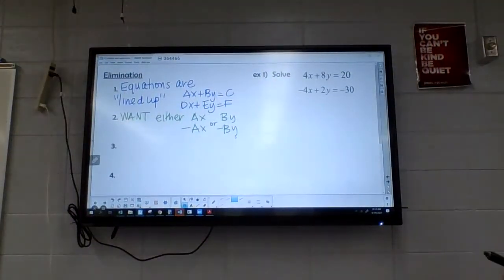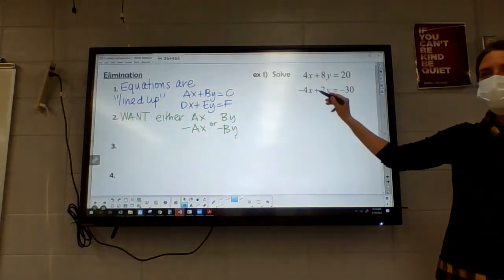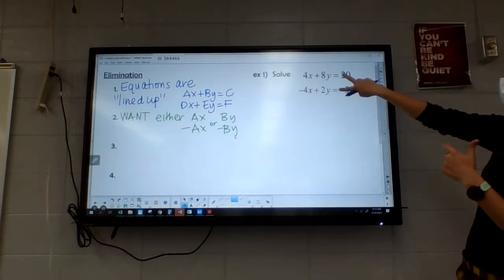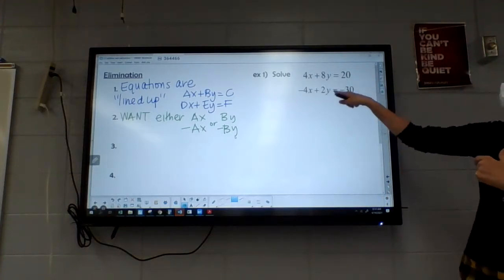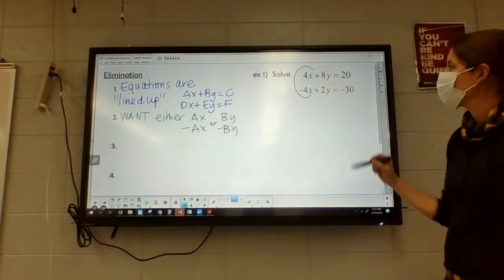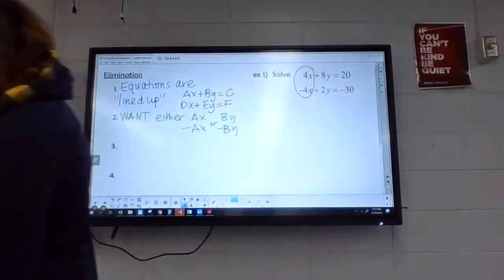All right, in this problem we have that. If you look, we have 4x and a negative 4x. Those are the x's I'm talking about. The y's aren't, and that's okay: we have 8y and 2y, which aren't the same number with opposite signs. But the x's have what we want. This is what we're looking for in step 2, so this one's already good to go. Tomorrow, or not tomorrow, Friday, we'll see some where we have to do more work to get that to happen.